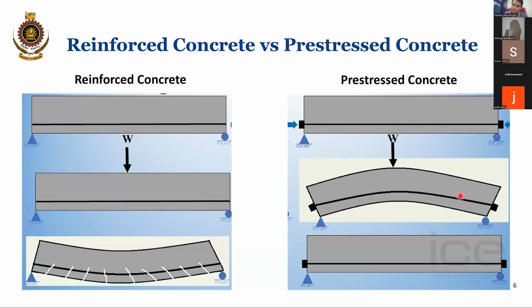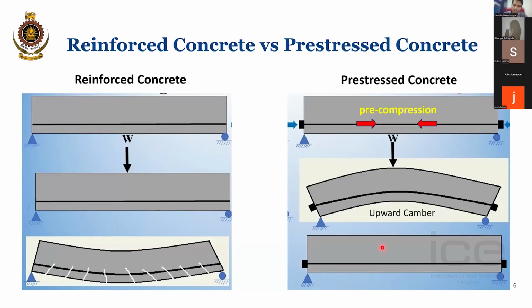Due to this initial compression at the bottom part below the neutral axis, before applying the load, the member will be deflected upward. That deflection due to this pre-compression is called the upward camber, a slight deflection upwards. Once you apply the load, this slight deflection upwards will either be zero or deflect downwards.